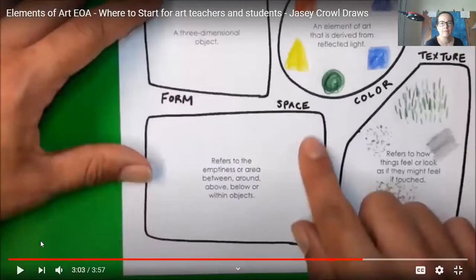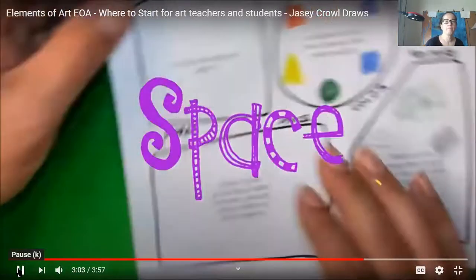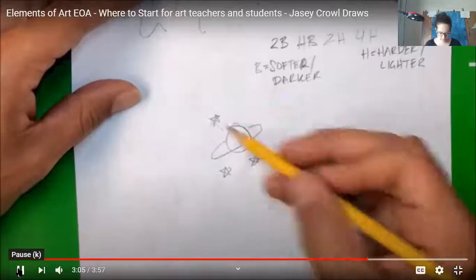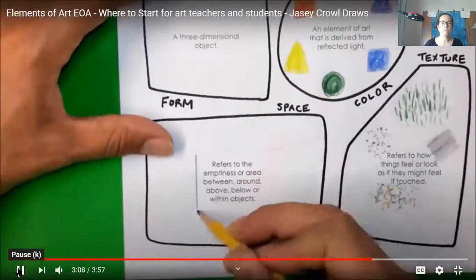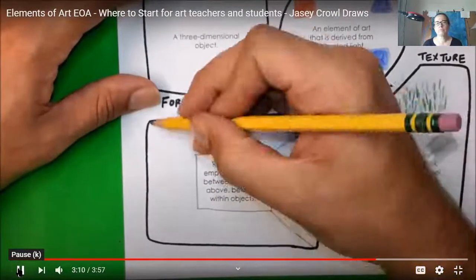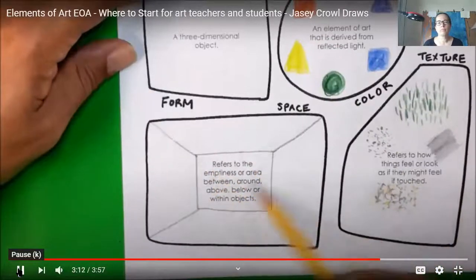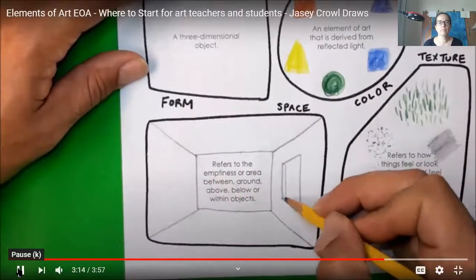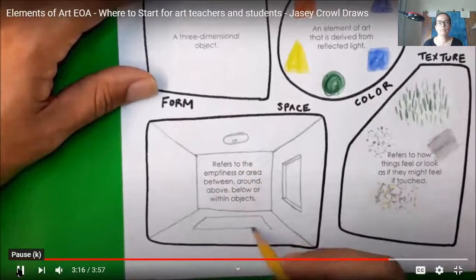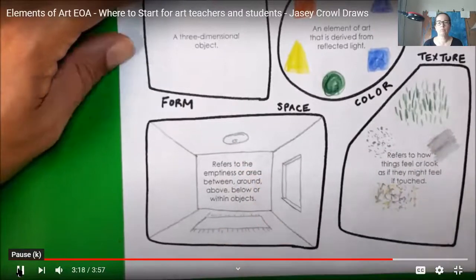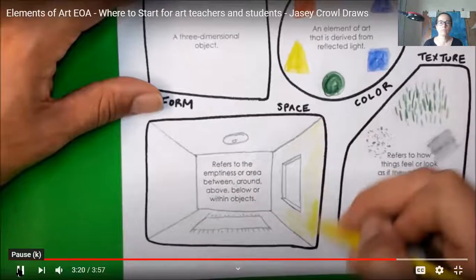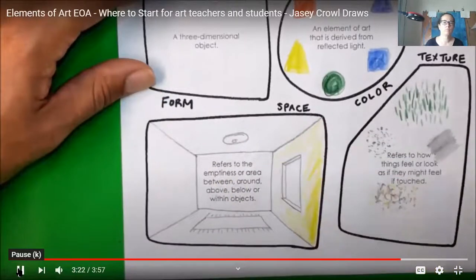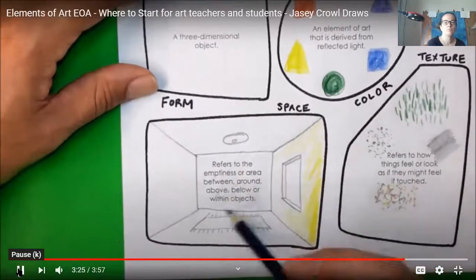Talking about space next. All right. Let's talk about space, not outer space. We're going to talk about space, the emptiness or area between, around, above, below, or within objects. Create a box around this definition. Connect like corners. Then we can use the elements of art to create different objects, different lines, different colors that create depth in this space. It makes it look three-dimensional, but it is not three-dimensional yet. This is just a flat drawing on paper.